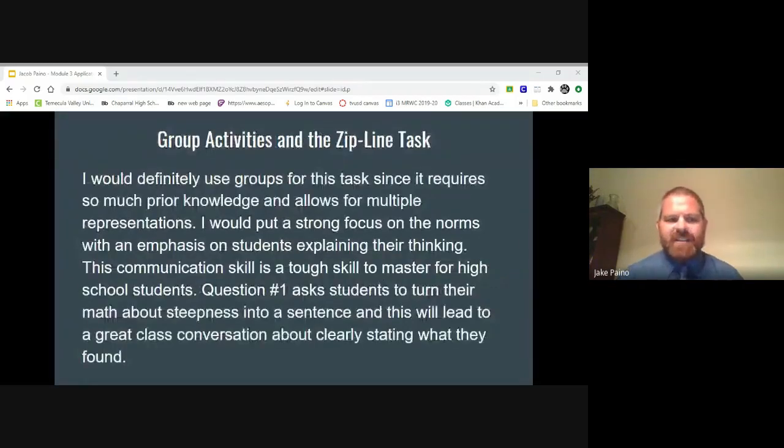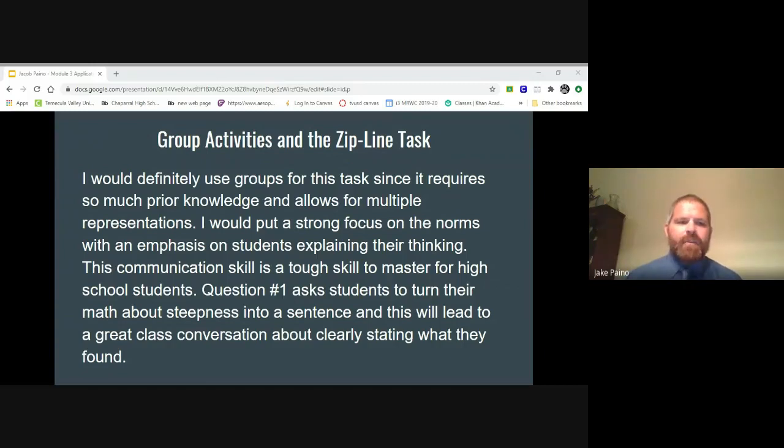Group activities and the zipline task. So how does this relate to the task? For this task, I would definitely use groups. It requires a lot of prior knowledge, and allows for multiple solution pathways and multiple representations. So using groups would be a very important part of making this task successful.